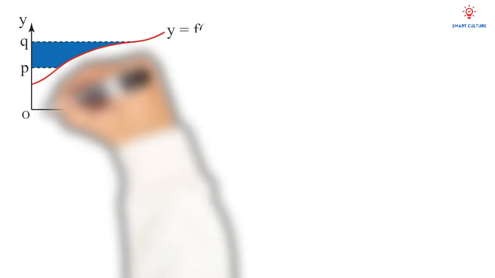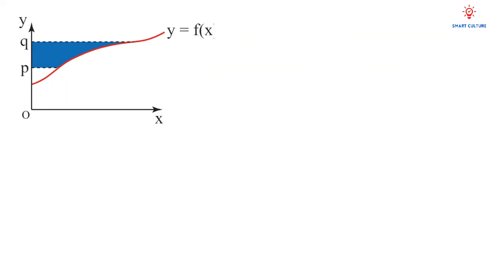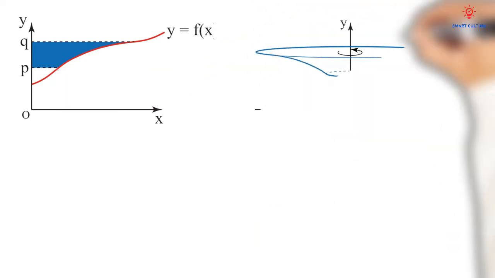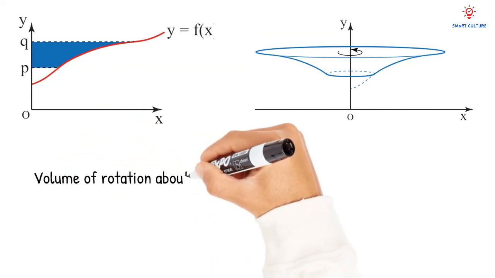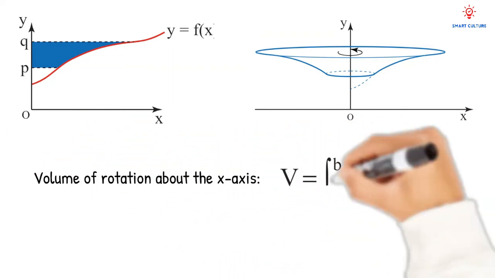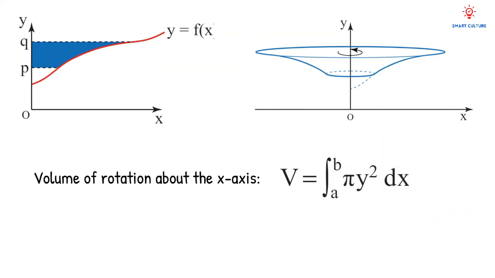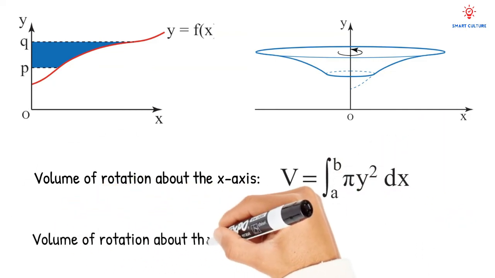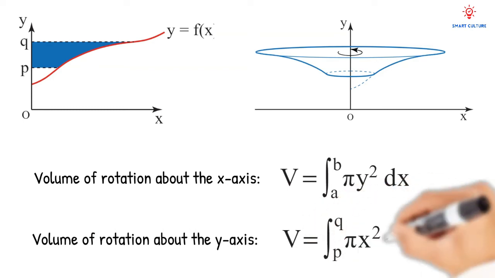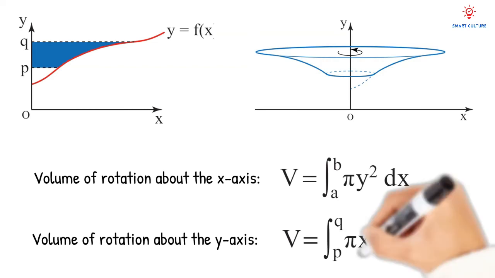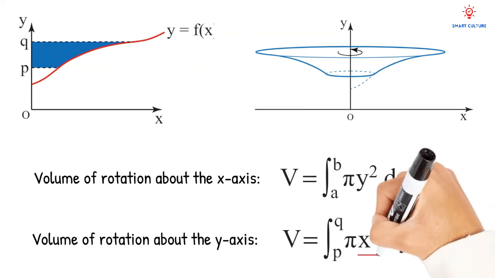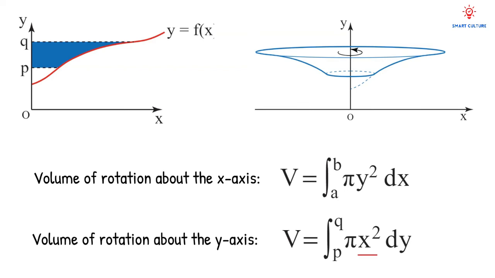In the previous example, the solid was formed by rotation about the x-axis. In this next example, we'll work with a solid formed by rotation about the y-axis. For rotation about the x-axis, we used the following formula. Now, for rotation about the y-axis, the formula looks a little different. Take a look at this. So in this case, we substitute for x squared in terms of y.